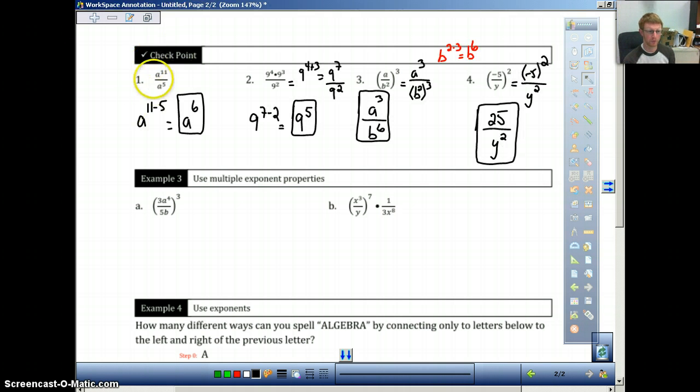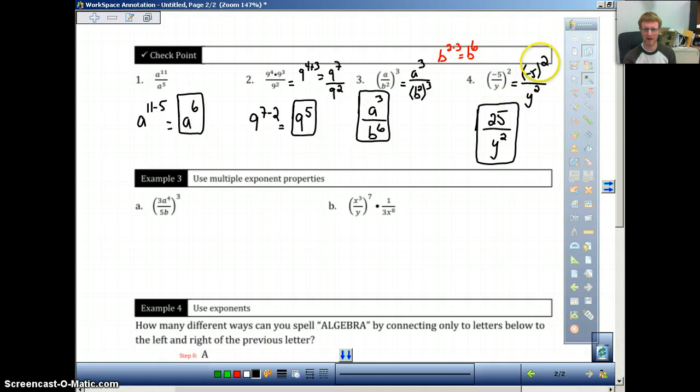All right, so this first one, you should have gotten A to the 6th, 11 minus 5 is 6. Next one, you should have multiplied across the top first, so 4 plus 3 is 9 to the 7th. Then 9 to the 7th divided by 2, 7 minus 2 is 9 to the 5th. Next one, apply the exponent to everything, so we have A to the 3rd on top, we have B squared to the 3rd on the bottom, B 2 times 3 is 6, so the bottom would be B to the 6th, so we get A to the 3rd over B to the 6th.